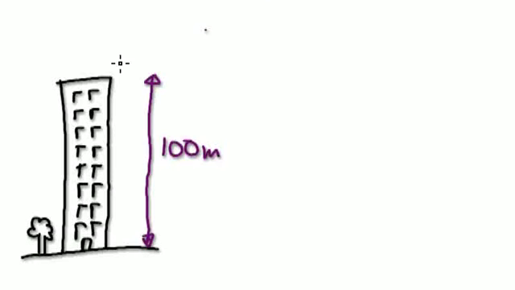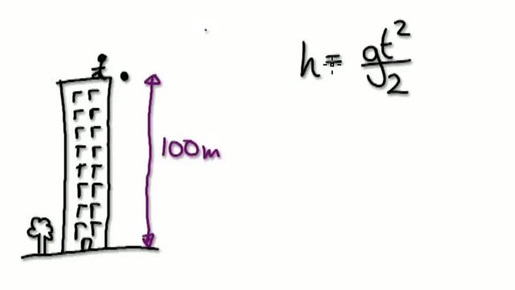For example, let's say you're standing on top of the building. The building is 100 meters high. You're going to drop the cannonball. How long will it take for the cannonball to hit the ground? So you're given this formula here: h equals gt squared over 2.